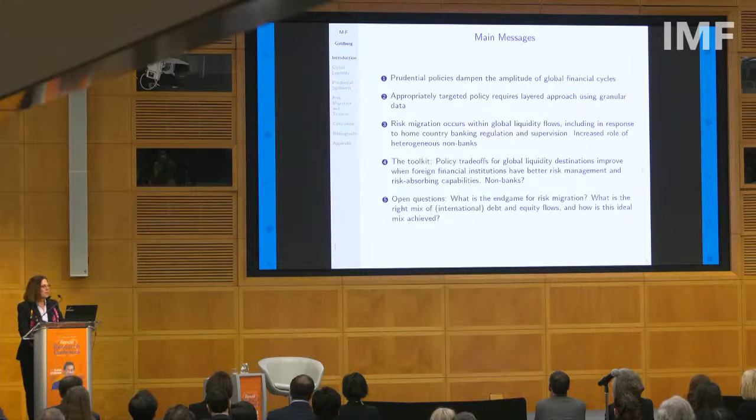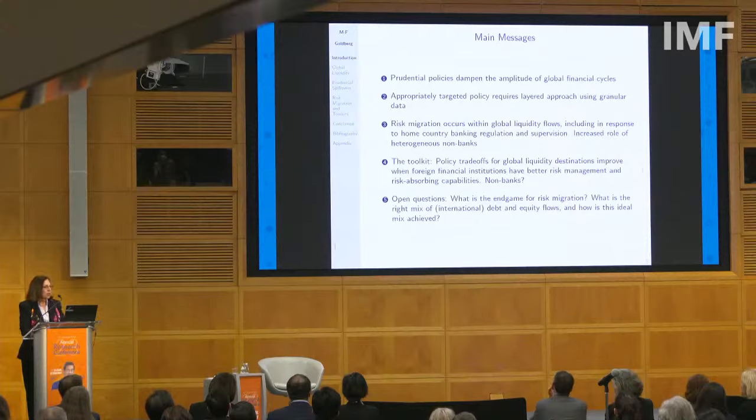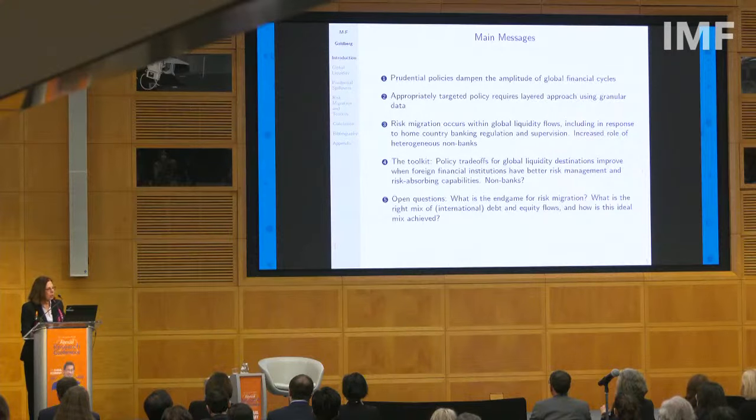First, prudential policies dampen the amplitude of global financial cycles. Here, my message has a focus on the home country of the financial institutions. So the global regulatory community focused on large and internationally active banks after the global financial crisis. Strong microprudential policies and supervision have enhanced risk absorption and improved risk management. I will argue that banks with higher capitalization and better liquidity are associated with a lower amplitude response of cross-border lending to deteriorating risk conditions.